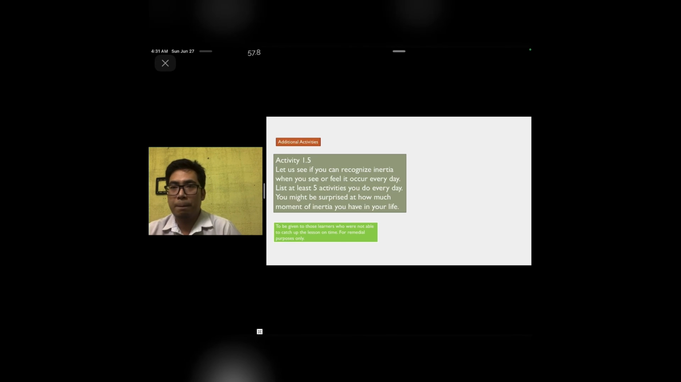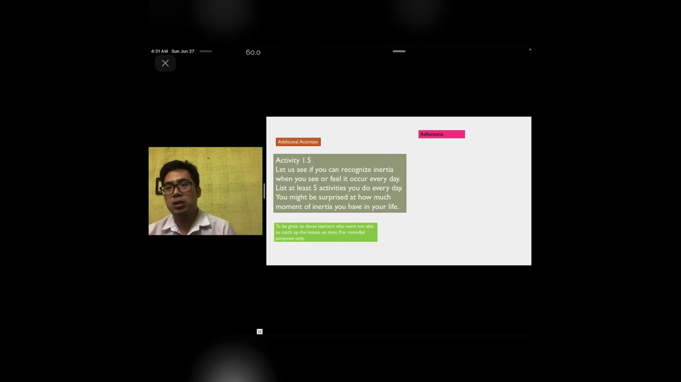And the last part, additional activities para dun sa mga learners na hindi nakaka-catch up on time, or something dun sa mga estudyante na need for remedial. So they're going to have explanation, no? So they're going to recognize inertia. Mag-create sila at least 5 activities you do every day. You might be surprised at how much moment of inertia you have in your life. So madali lang ito para sa kanila, para dun sa mga batang hindi nakapag-catch up on time.